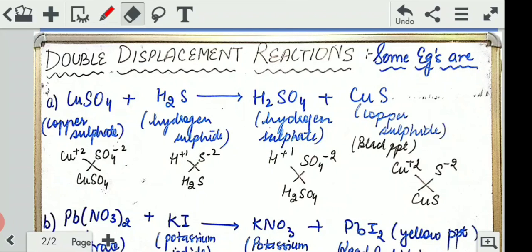Now when hydrogen bonded with sulfate, it formed hydrogen sulfate, that is sulfuric acid. H2SO4 is a very commonly known acid. So whenever you combine copper sulfate and hydrogen sulfide and make them react together, this acid is formed along with the solid product, that is copper sulfide, which is a black precipitate. I told you it's a solid product. Solid means it might be a PPT, a precipitate which collects at the bottom, right? And this is black in color.